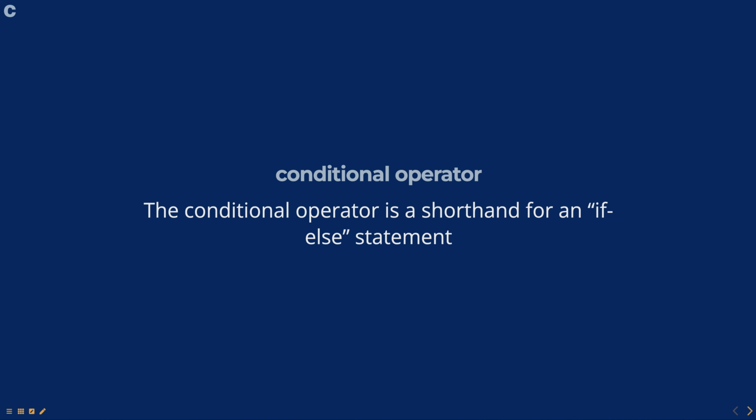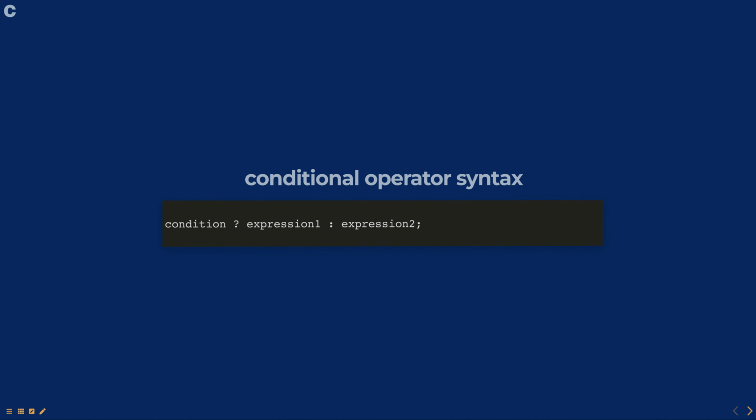The conditional operator, also known as the ternary operator in C, is a shorthand for an if-else statement. It is represented by the symbols question mark and colon and has the following syntax.